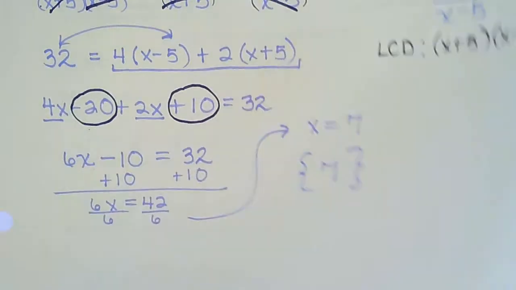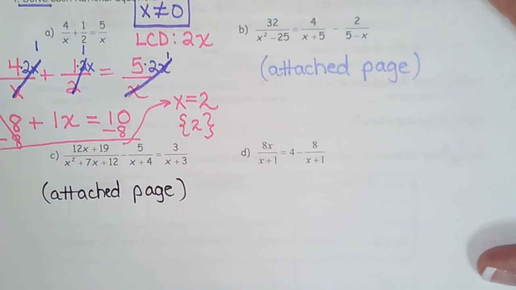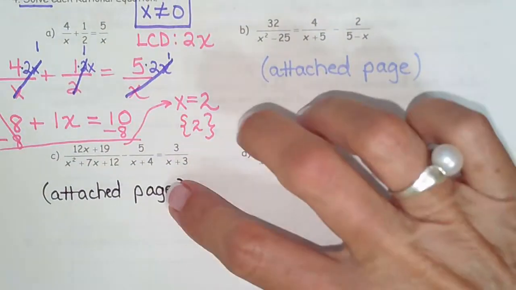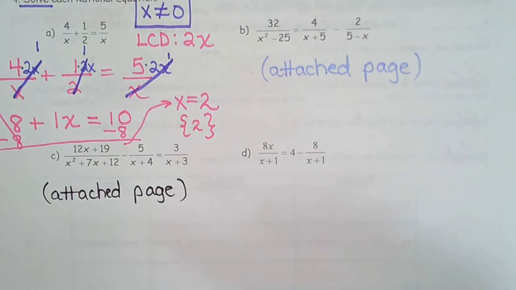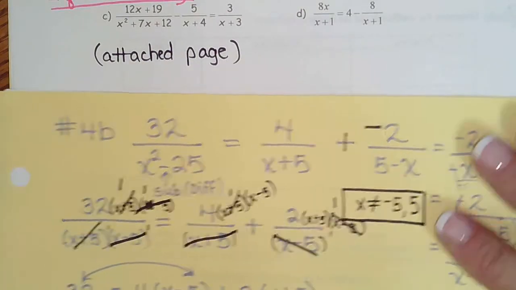Okay, 4C is next, and on both of these, you should write attached page, so you know to look at your attached page. I think we have enough room for D, but B and C will be our last two we need to put on an attached page. Okay, so let's go ahead and copy C.